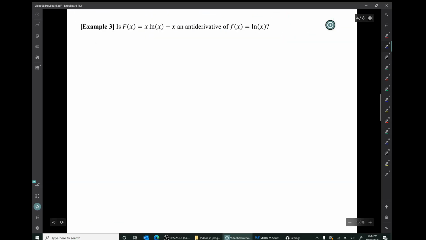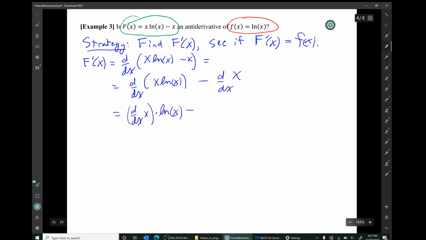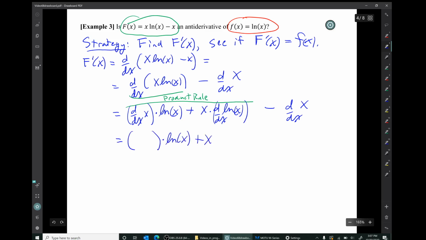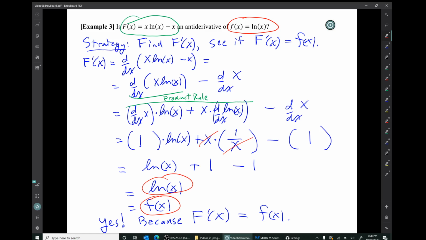Let's go on. Example 3. Is this capital F of x, x ln of x minus x, an antiderivative of this little f? Little f of x equals ln of x. Well, let's just find capital F prime and see if it equals little f. So we find our capital F prime, and we see that capital F prime is ln of x, which is little f. So we see that capital F prime does equal little f.